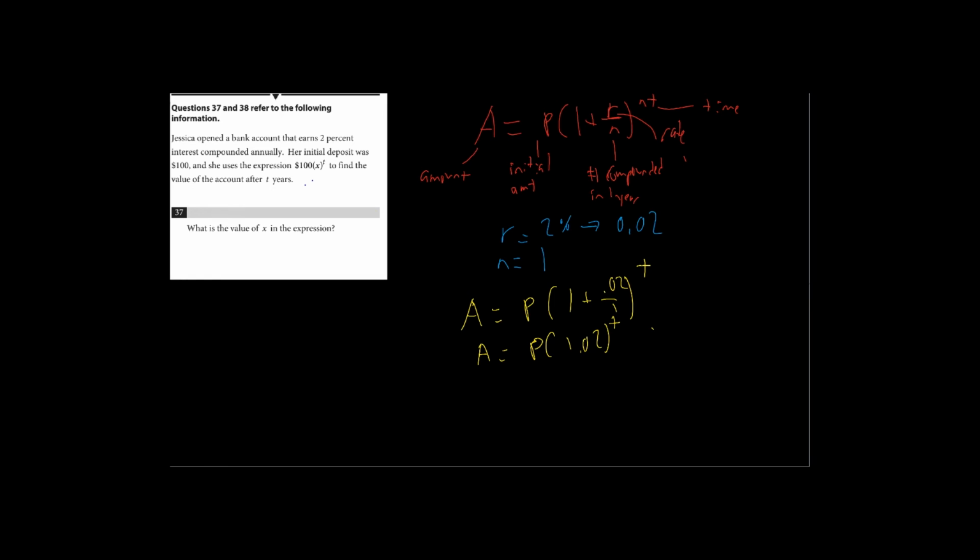And I'm going to compare that with the expression they had. The expression that they had in the problem was A equals 100x^t. So if we compare the two equations, we see that x simply represents that value of 1.02. So my answer is going to be x equals 1.02. And that will be the final answer.